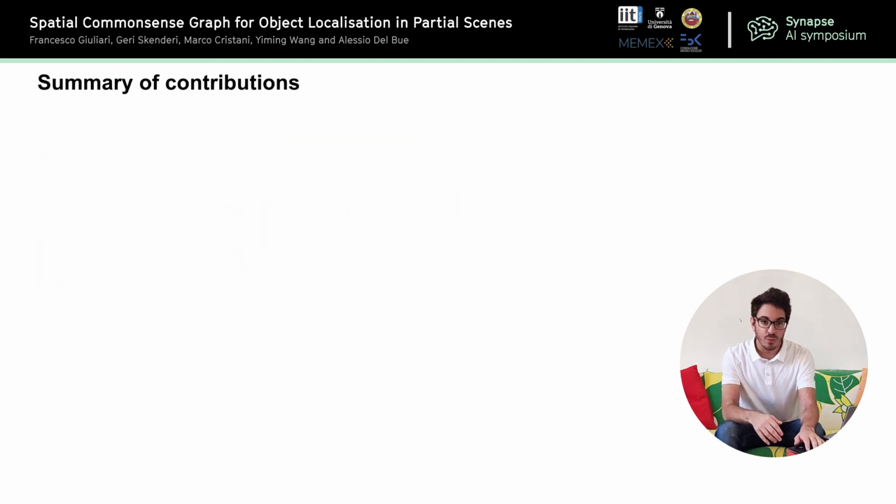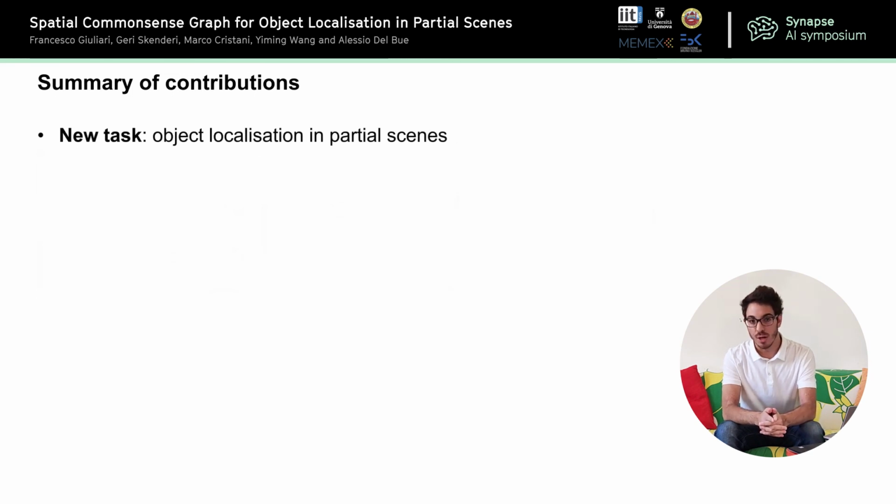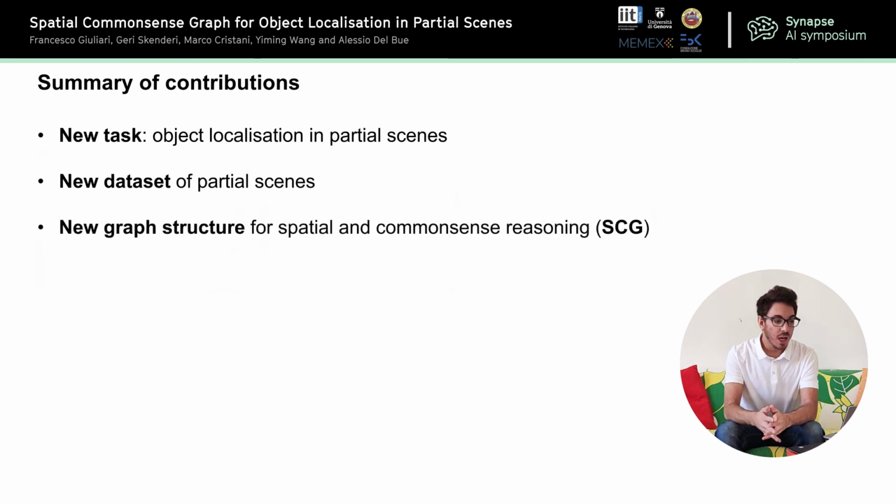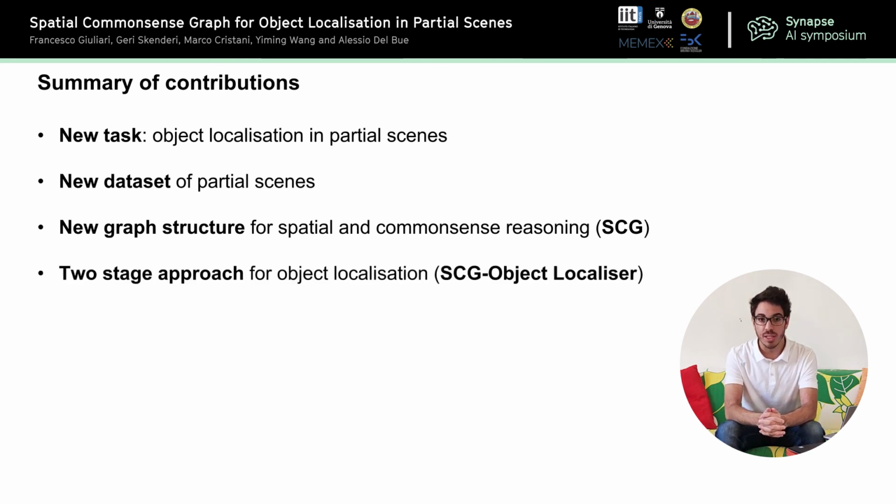So in summary, in this work, we propose a new task that is object localization in partial scene. We propose a dataset that we call partial scannet that has partial scene and can be used for this task or for a task that involves partial scenes. We propose a spatial graph structure that we call spatial commonsense graph that can be used for spatial and commonsense reasoning, as well as we propose a two-stage approach that can be used to do object localization in this partial environment, and it relied on the spatial commonsense graph that we introduced in this work.